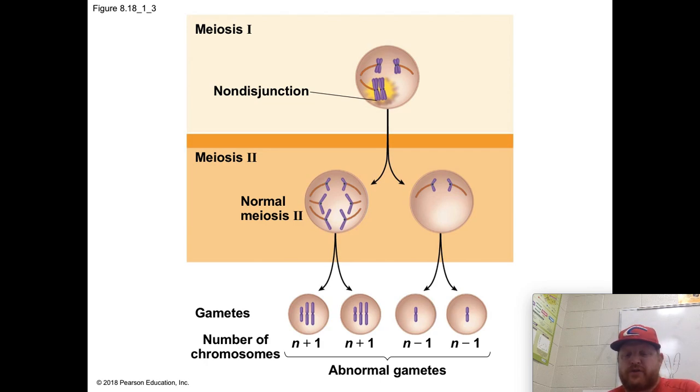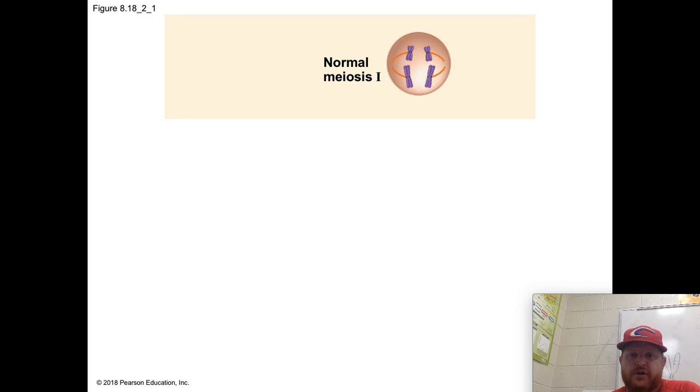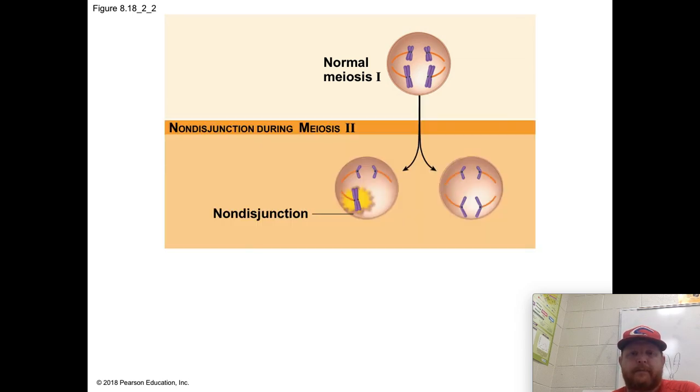So just know some general ideas about non-disjunction so that you would get that on a test question if it were to be asked. In other words, if XXY was created, what was the cause of that? Non-disjunction would be a good example of that, okay?